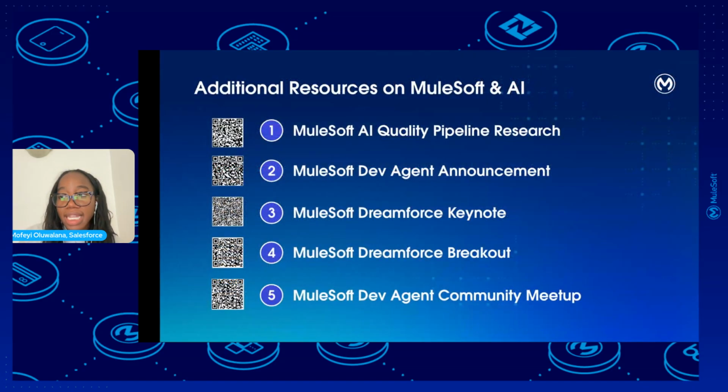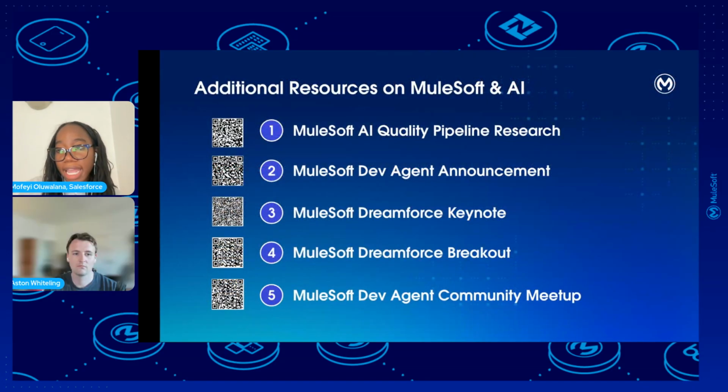If you're interested in learning more about DevAgent and our AI capabilities, we have a ton of resources for you. At the very top, we have an AI quality pipeline research, which goes into detail about how exactly we're generating better quality code and the evaluation that we use to benchmark our capabilities against others. We also have a MuleSoft DevAgent announcement, which goes into more detail about DevAgent and the capabilities that it has, as well as the awesome demo that you folks saw at the beginning of this presentation.